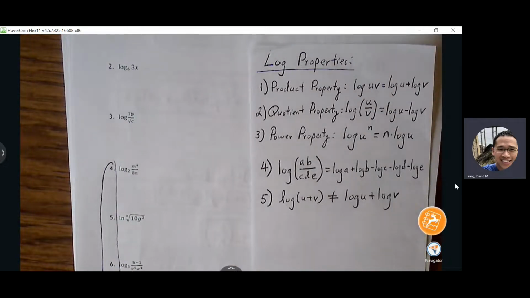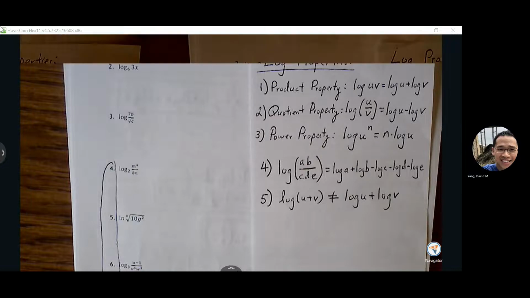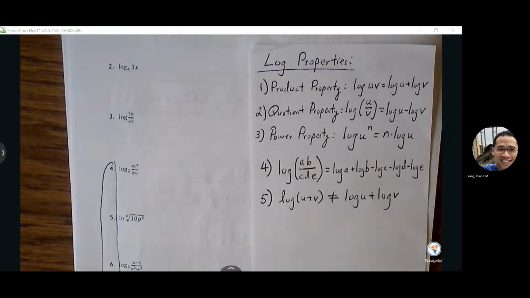Does anybody still need this page? Okay. All right, so page 8, let's look at 4 through 7.